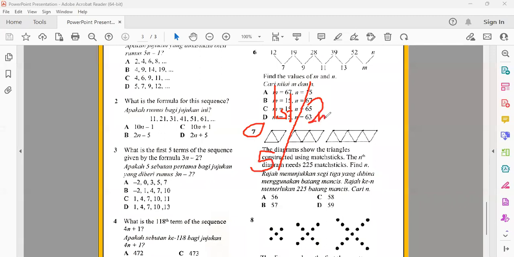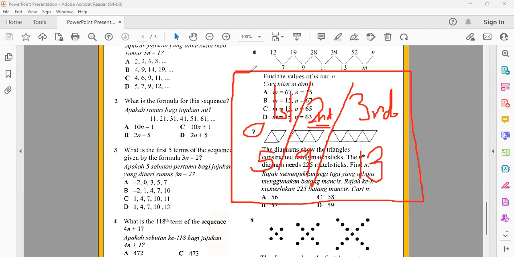The second term, okay, this is my bad. Okay, the second term, don't count the triangles, count the term. Okay, the second term uses 1, 2, 3, 4, 5, 6, 7, 8, 9 matchsticks. Now the third term uses 1, 2, 3, 4, 5, 6, 7, 8, 9, 10, 11, 12, 13 matchsticks. So this is your numbers. So with this only, you got to create your formula. Okay? So how do I get that?